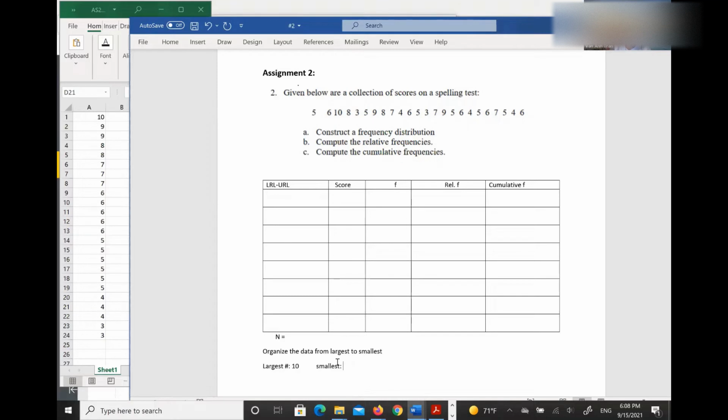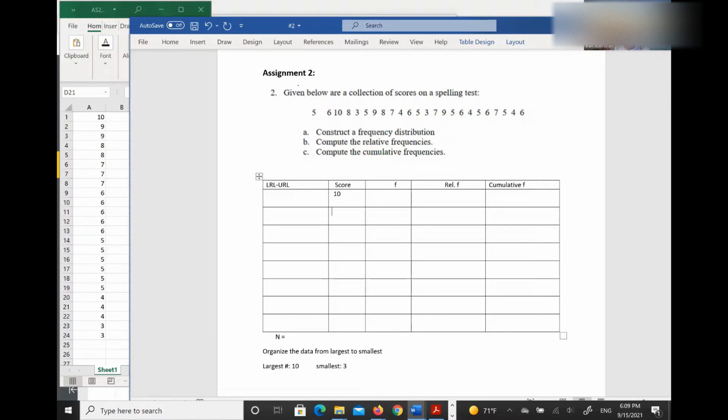All right, it's 3, right? 3 is the smallest one. So yeah, you know that. And now you can organize them in the table. Go to the score column and list the largest number. The first one will be 10, right?